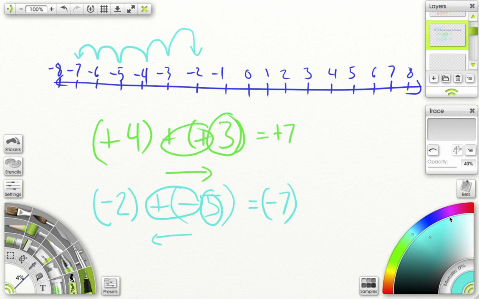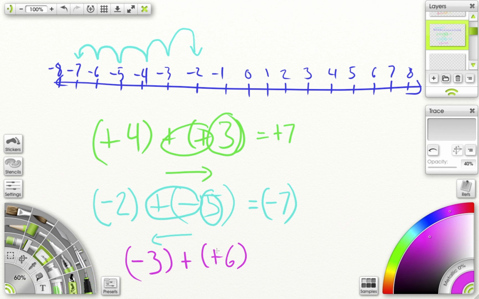All right. Another question. -3 plus +6. So again, just reminding you, sometimes your second number will not have a plus sign. Sometimes it will just look like -3 plus 6.